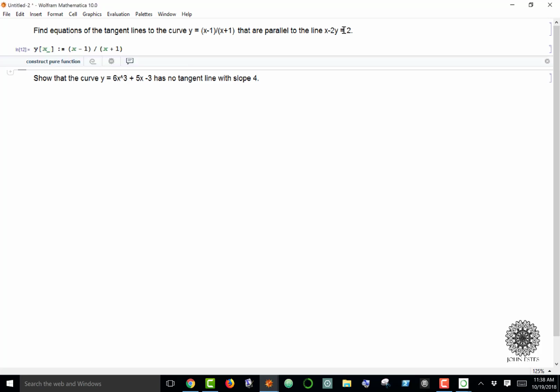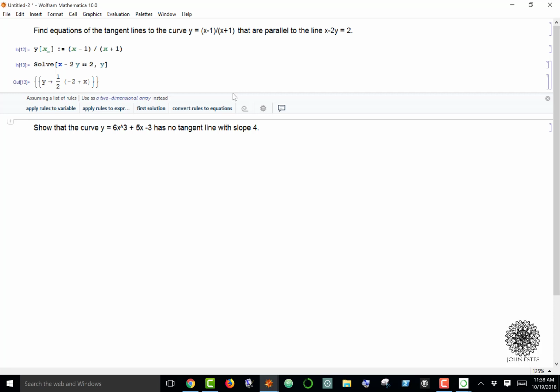Secondly, I need to figure out what the slope of this line is, because if the tangent line runs parallel to this line, then they need to have the same slope. So I can use the Solve function that helps solve algebraic equations in Mathematica, and I'm solving x minus 2y. To denote an equation, I say equals equals 2. So here's my equation, and I want to solve it for y. So y is the variable that I'm solving for. And so there it is.